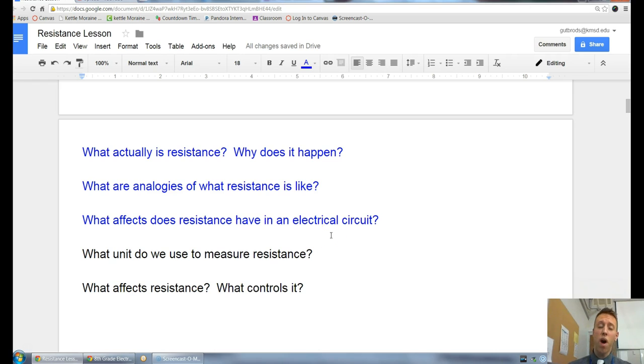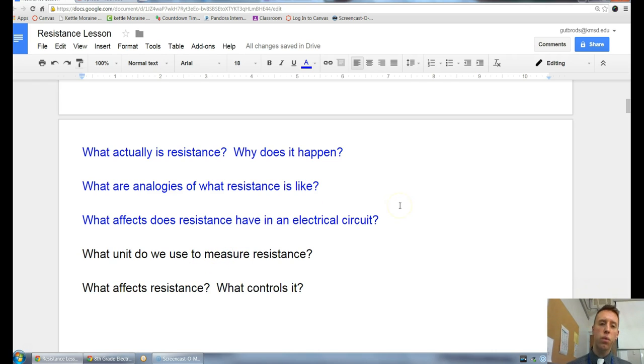The type of resistance we are talking about, of course, is in an electrical circuit. Big questions we want to answer this time around: What actually is resistance? Why does it happen? What are analogies of what a resistance is like? What effects does resistance have in an electrical circuit? And then we'll have a couple more questions as well to help us try and understand resistance.